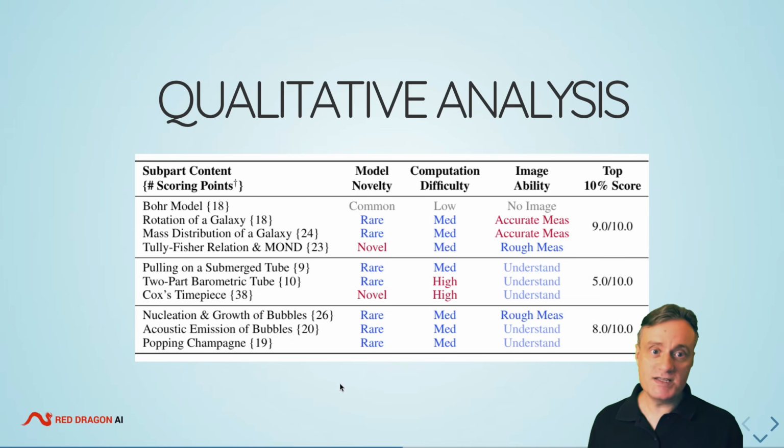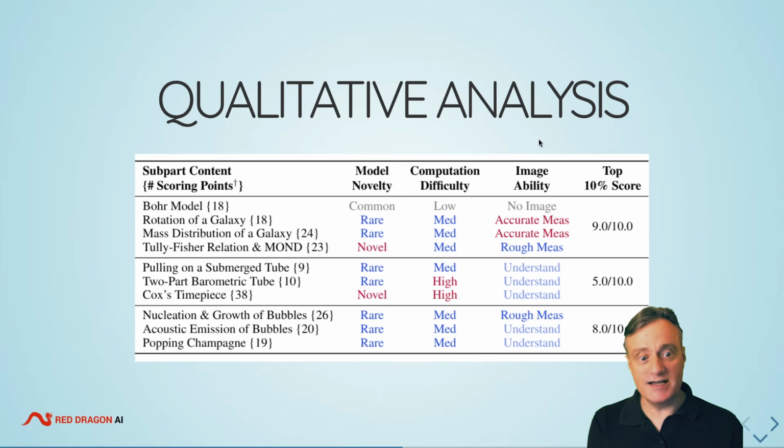So this is a qualitative analysis from the paper where they go through all of the different parts of the questions, which I already showed, and they look at how novel this would have been to really a high school student. So in a way, the first part, the Bohr model, that's a kind of a textbook example. But the other stuff starts to get more and more out of the box thinking, which is exactly where the Physics Olympiad is heading. In terms of computational difficulty, there's normally not that much tricky computation to do. It's more about the thinking.